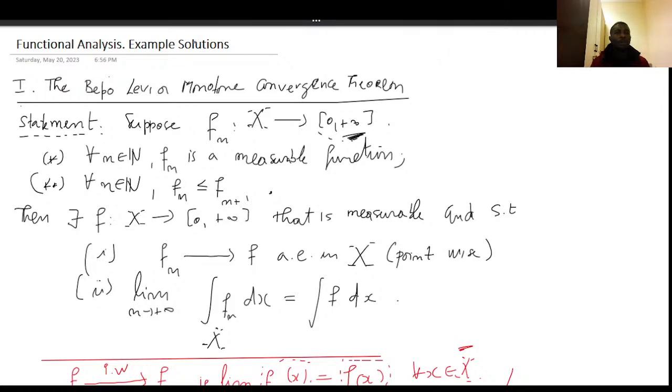So this is about function, in English, sorry, this is about functional analysis, and we're going to do some examples, solutions of examples on the Beppo Levi or monotone convergence theorem. So we're going to see the monotone convergence theorem, and we're going to do some examples about it.